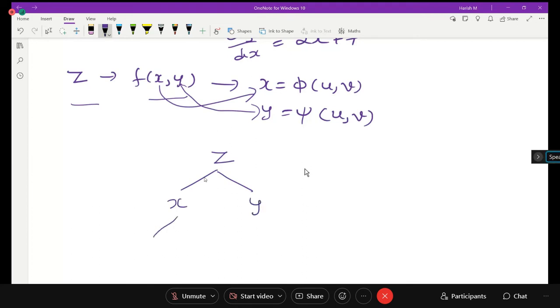x and y, in turn, they depend on u and v. So again, this will act as an intermediate variable.